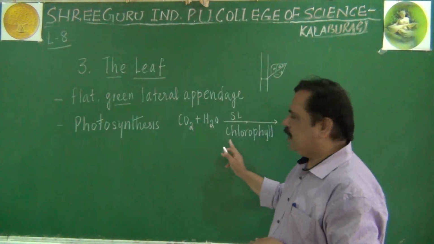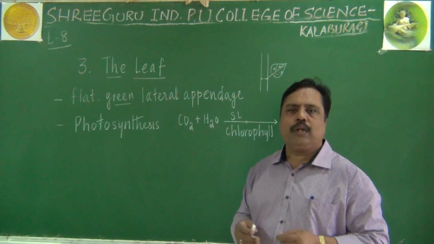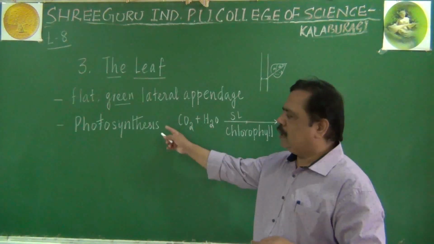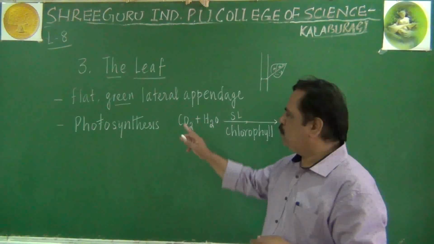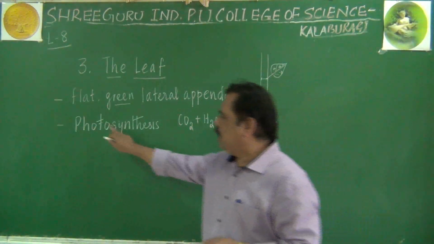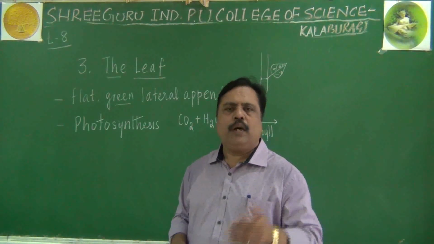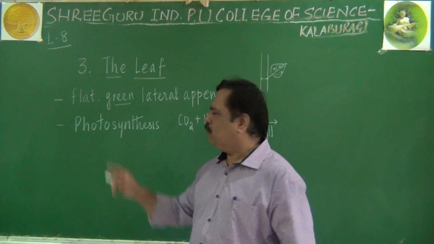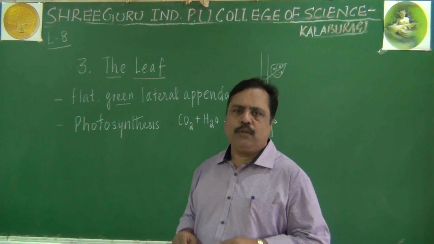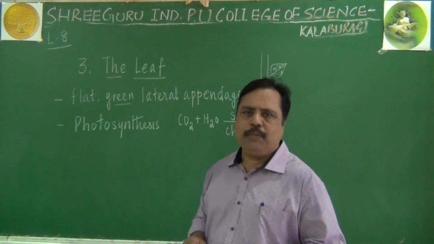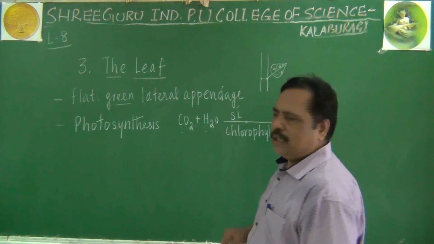In the case of autotrophs, this chlorophyll plays an important role. Autotrophs means what? The organisms which can prepare their own food. So the plants are the organisms which can prepare their own food. They are called autotrophs. How do they prepare their own food? By a process called photosynthesis. During photosynthesis, what are the raw materials used? Carbon dioxide, water and sunlight.